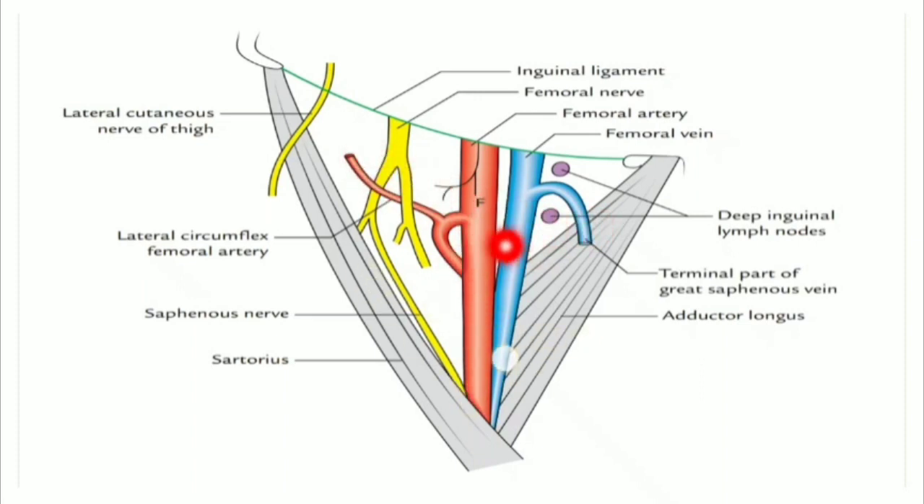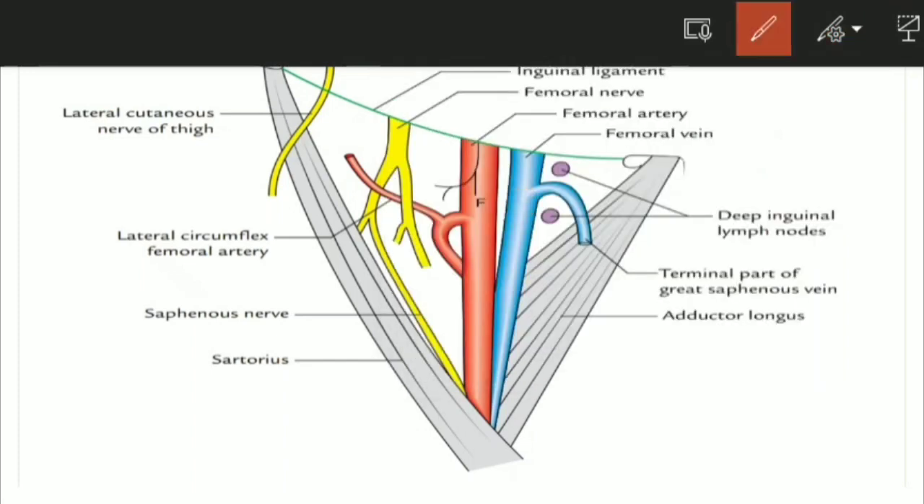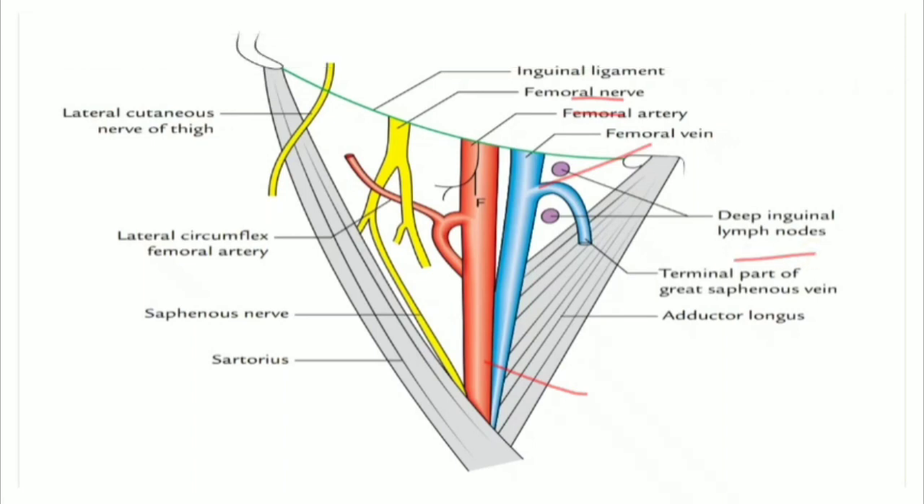See, so the contents, first you will have the femoral artery. This is the femoral artery, I'll say. Then you will have femoral vein. Then you will have femoral nerve. Then femoral artery and branches, femoral vein and its tributaries, and femoral nerve and its branches. Then you will have lateral cutaneous nerve of the thigh. Then you will have deep inguinal lymph nodes. These are the contents of the femoral triangle.